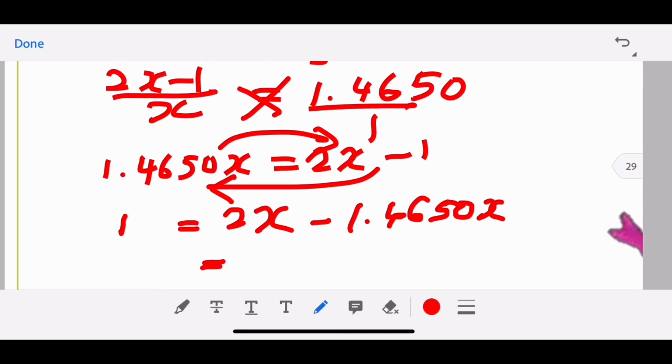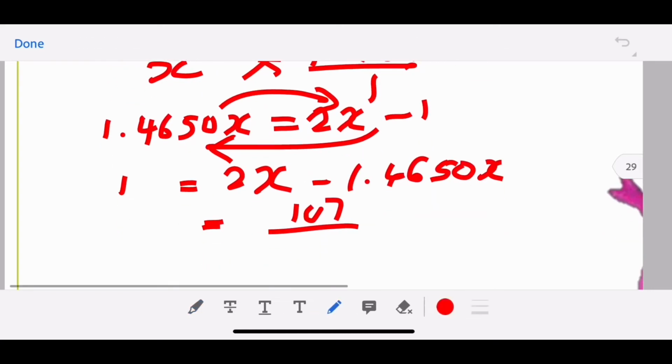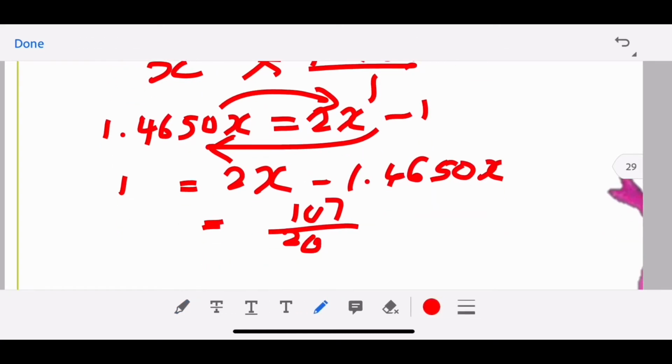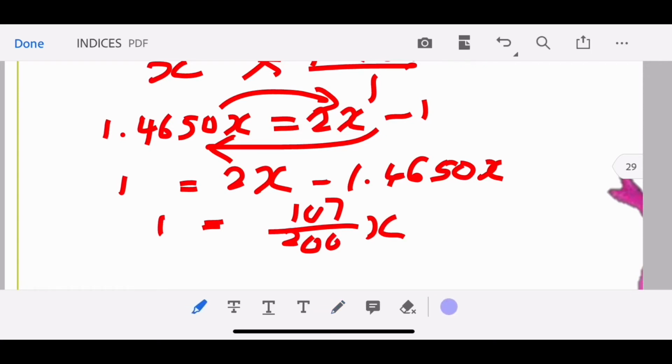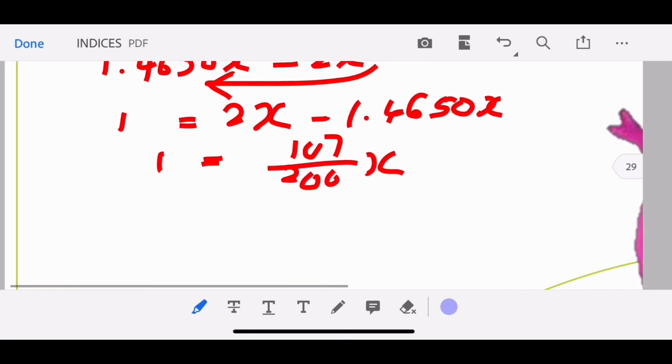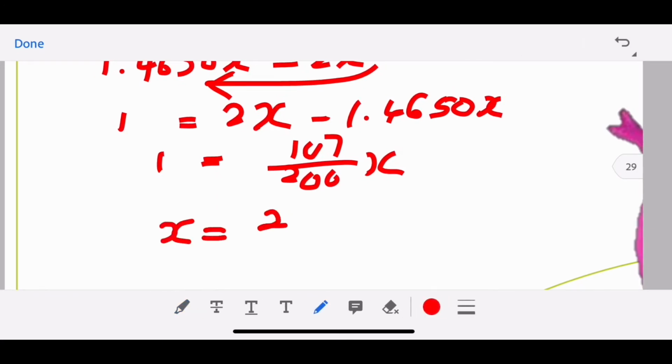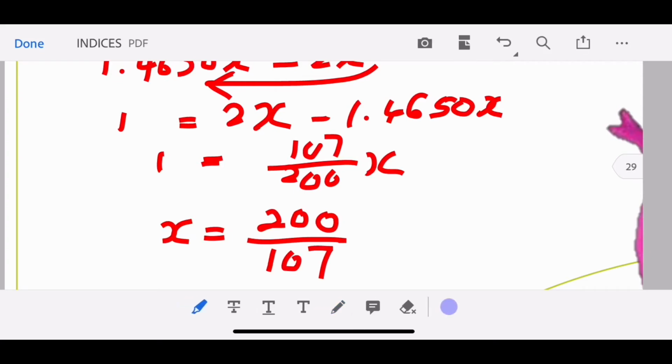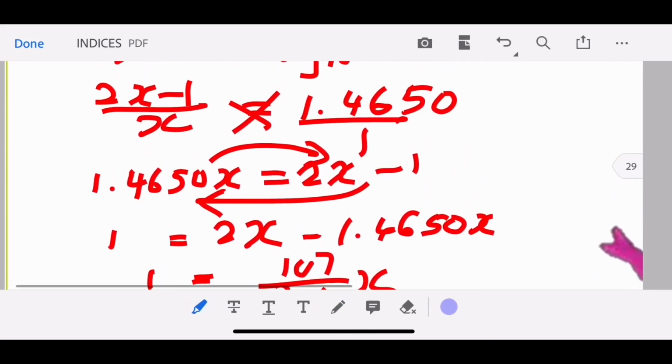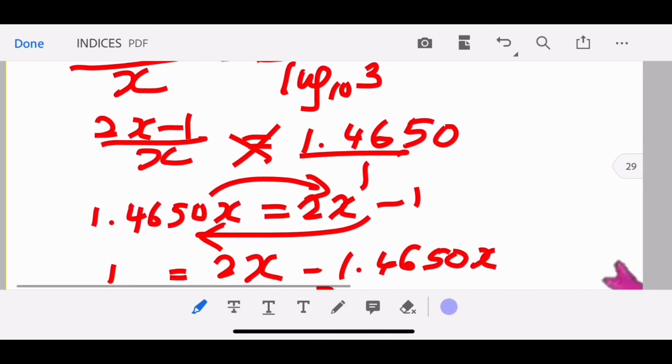So 1 is equal to how many? Okay, so your answer is, finally you solve it, and then your x is actually, we take 2 minus 1.4650x, we get 147 over 200x equal to 1. So the x will be 200 over 147. Alright, so you can write in fraction or you can convert to decimal later on.